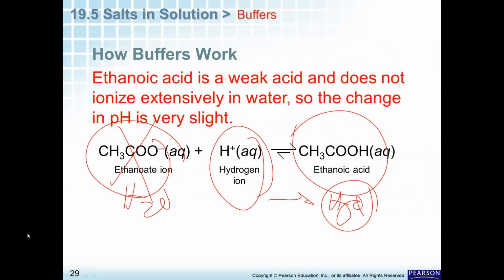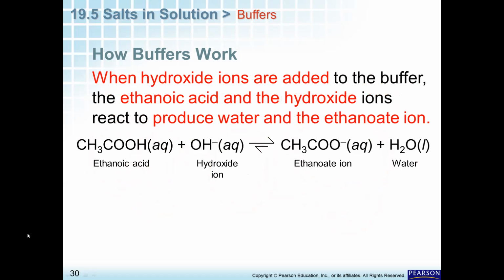Right or not? So, this is the difference between having a buffer, which contains the ethanoate and ethanoic acid, and the one which is pure water, does not have anything. Adding H plus will definitely drop the pH. Whereas with the presence of this system, it will absorb whatever you add and the pH will remain fairly constant.